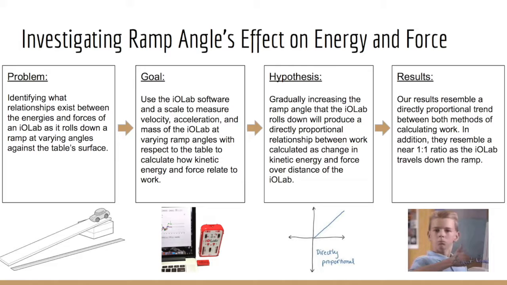Our goal was to use the IO lab software and a scale to measure the velocity, acceleration, and mass of the IO lab to calculate how kinetic energy and force relate to work. We hypothesized that gradually increasing the ramp angle that the IO lab rolls down will produce a directly proportional relationship between work, calculated as the change in kinetic energy, and force over distance of the IO lab. Our results showed a directly proportional trend between both methods of calculating work. In addition, they resemble a near one-to-one ratio.